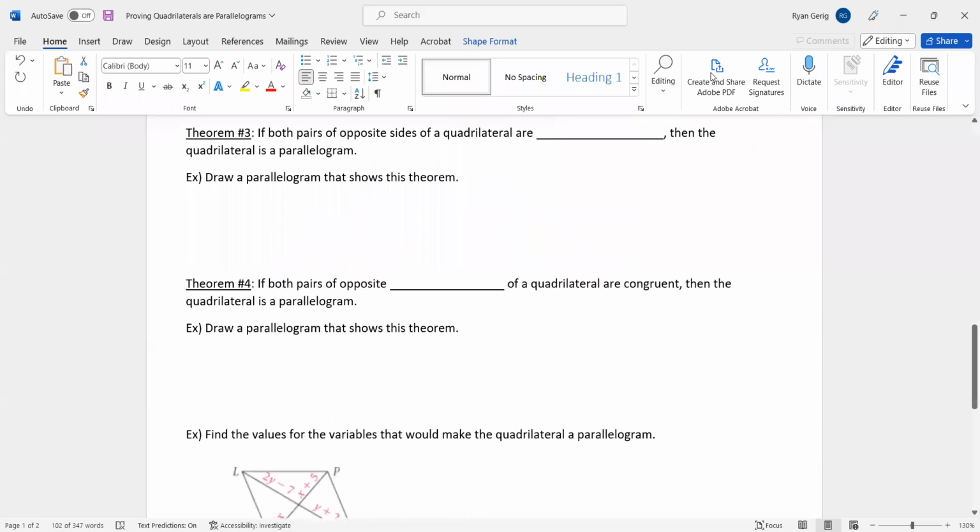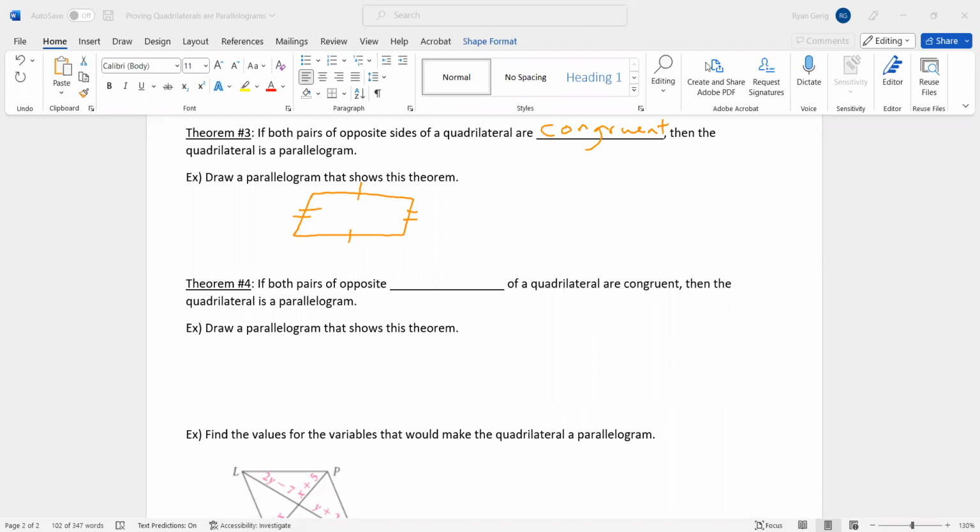If both pairs of opposite sides of a quadrilateral are congruent, then the quadrilateral is a parallelogram. So what this looks like is, here's a parallelogram. What it's saying is the opposite sides are congruent on both. And if you have both of them congruent, it's a parallelogram. Okay.